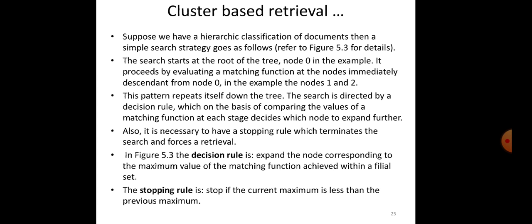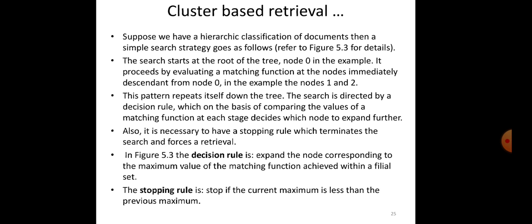Then the search is directed by a decision rule. There should be a decision rule which, on the basis of comparing the values of a matching function at each stage, decides which node to expand further. At each stage, by using some decision rule, we decide which node to expand further, or which branch we need to go to for the next search. It is also necessary to have a stopping rule, which terminates the search and forces a retrieval.